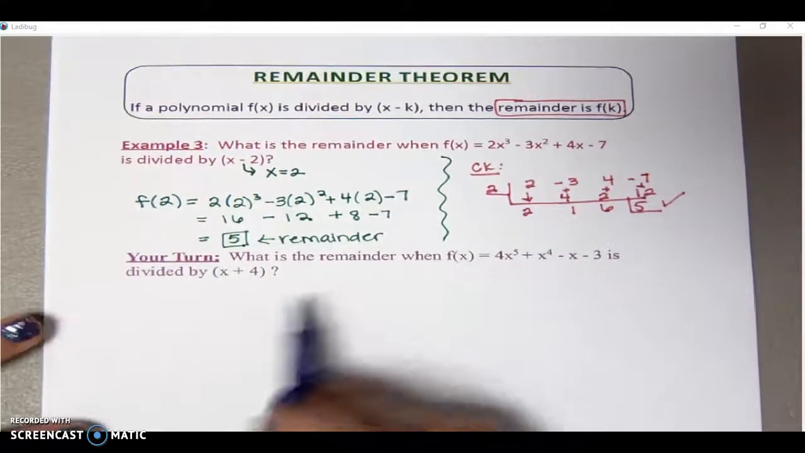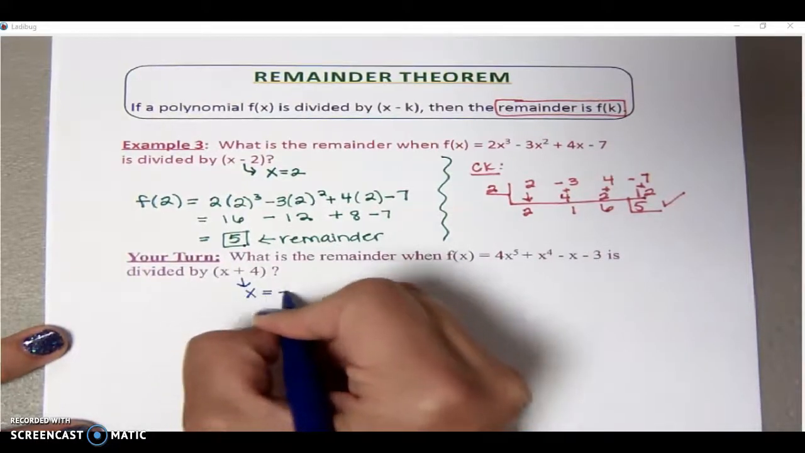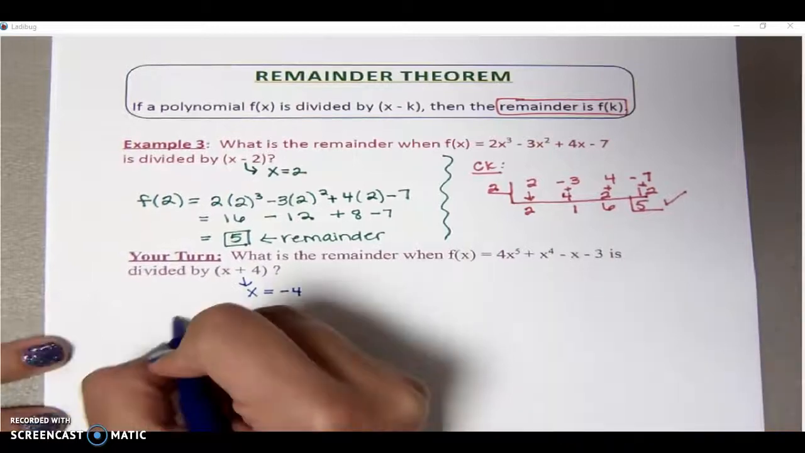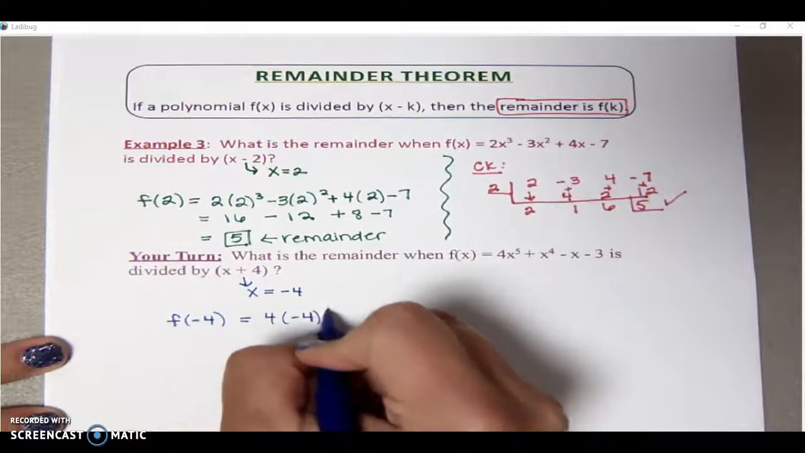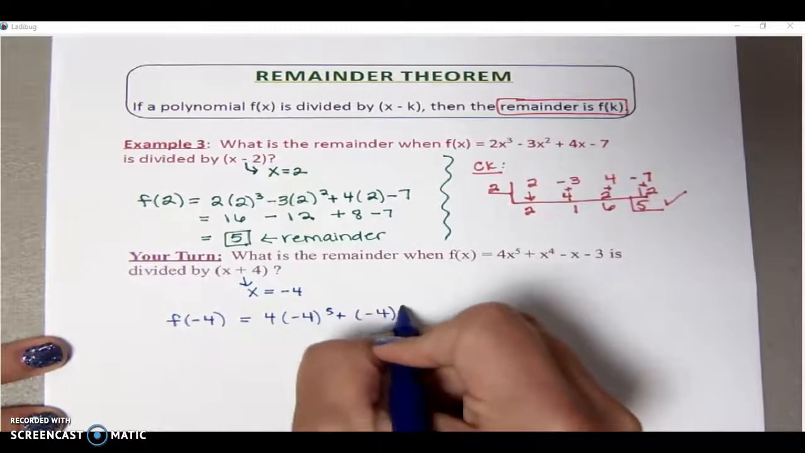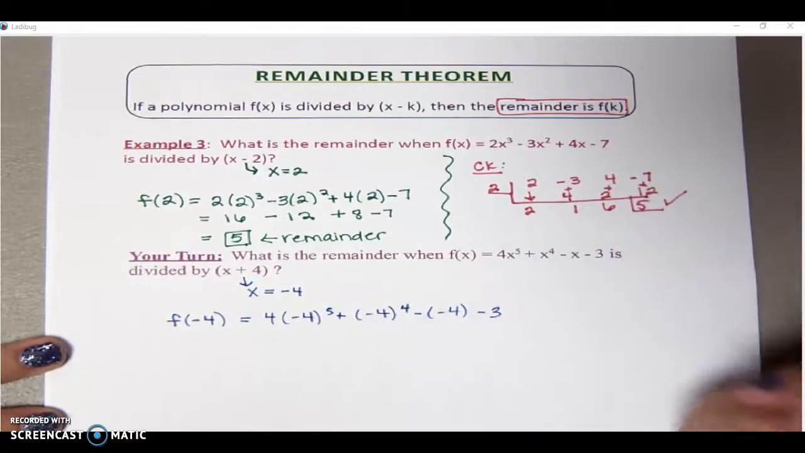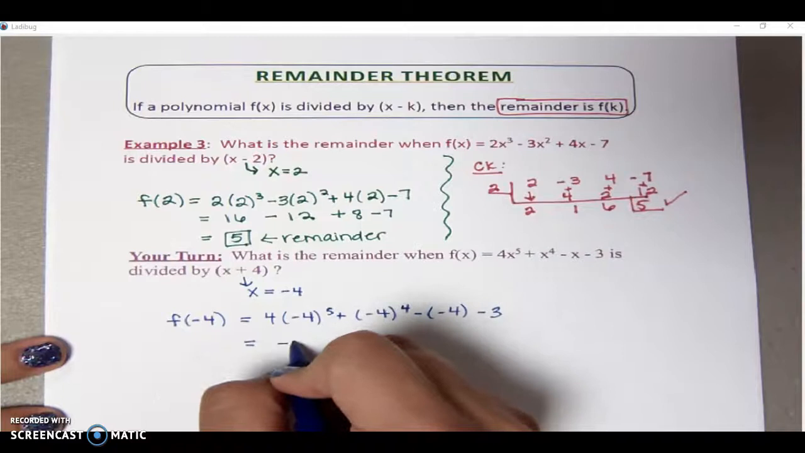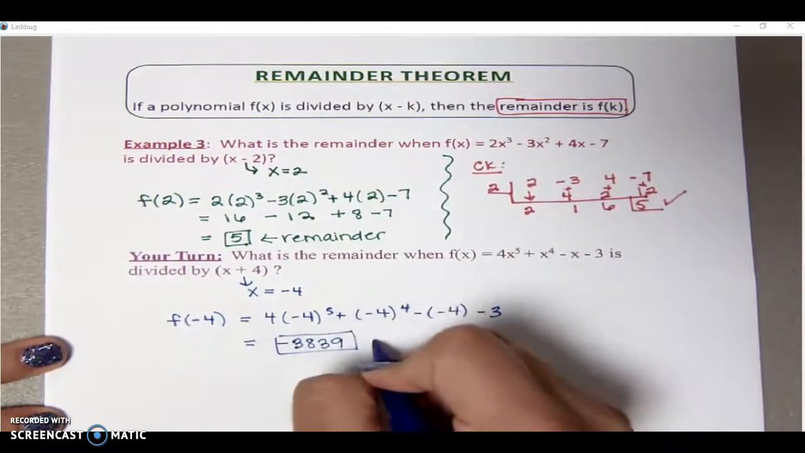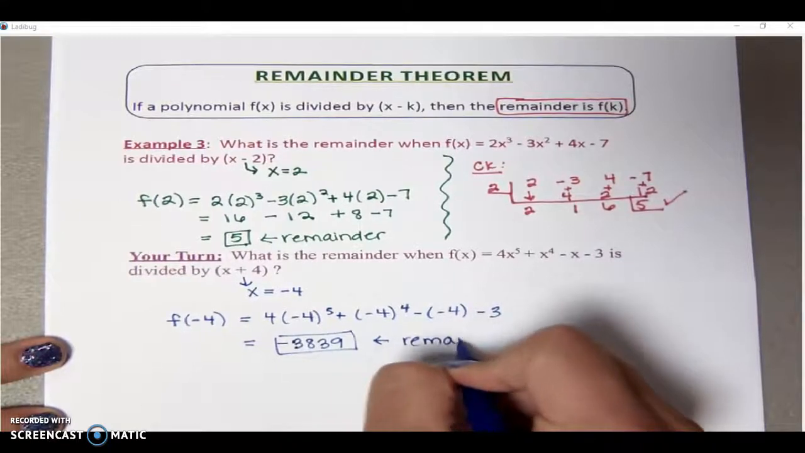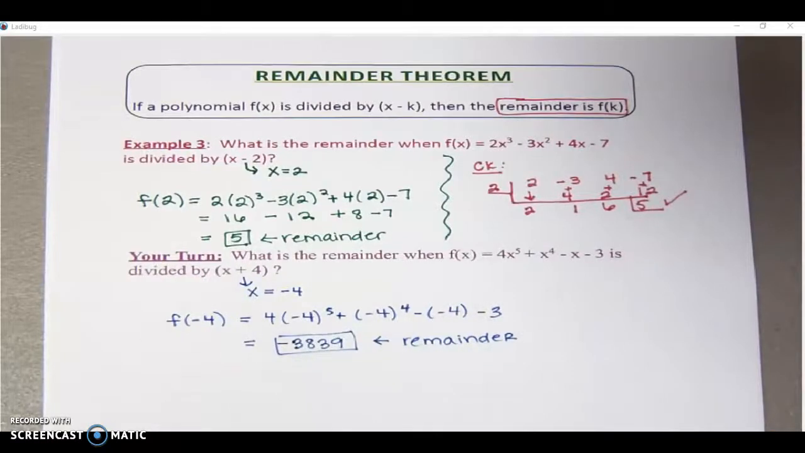So this one says, what is the remainder of f of x when we divide by x plus 4? So we're talking about an x value of negative 4. So we can get the remainder by just plugging in that negative 4. And you could use a calculator to figure this out, but when you figure it out, you get negative 3,839. So that would be your remainder. Okay, and you could always check that using long division or synthetic division.